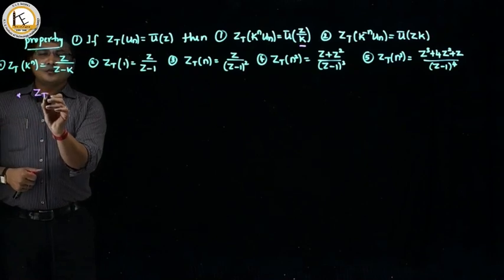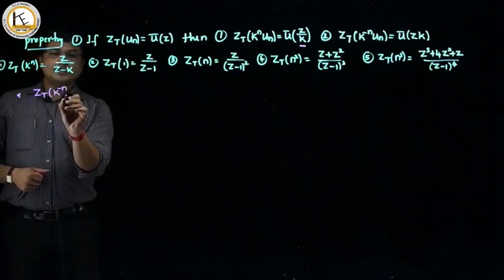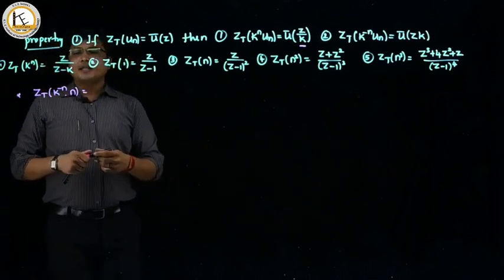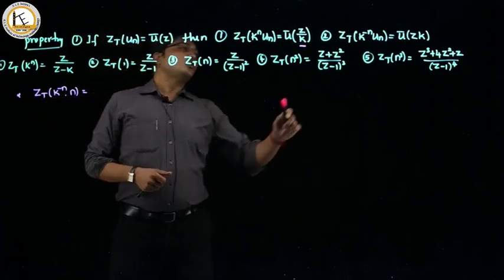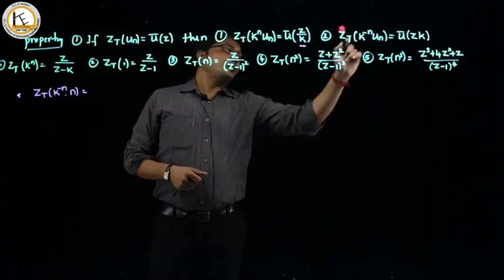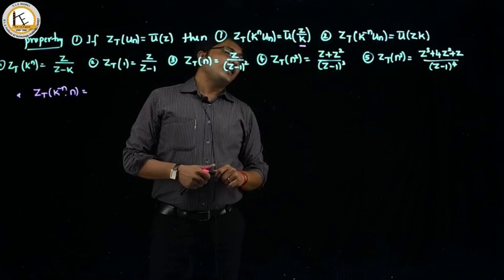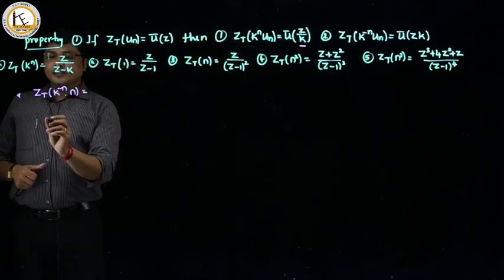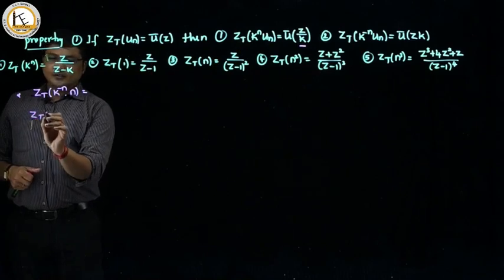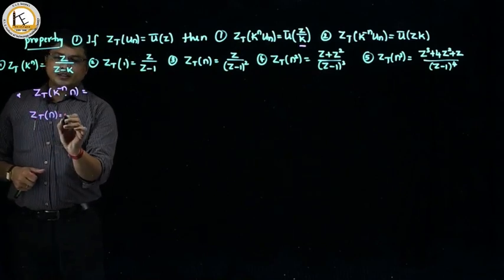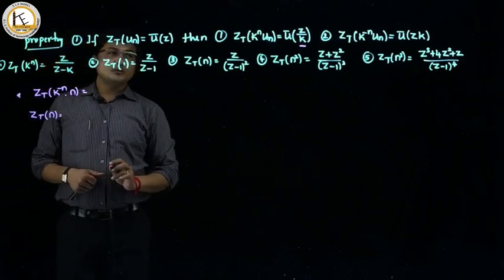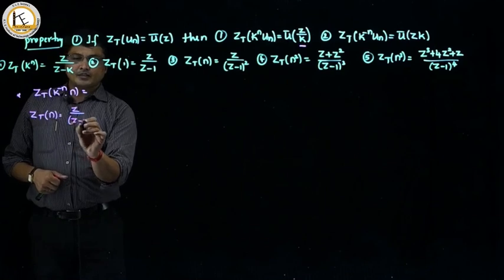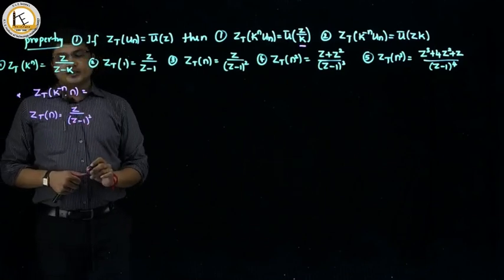Find the z transform of k raised to minus n into n. Just comparing this k raised to minus n into n with this property, that is k raised to minus n into un is u bar of z by k. Here un is nothing but n. In this property also, first we need to find z transform of un. Obviously un is nothing but n, and since we know that z transform of n is nothing but z divided by z minus 1 the whole square.